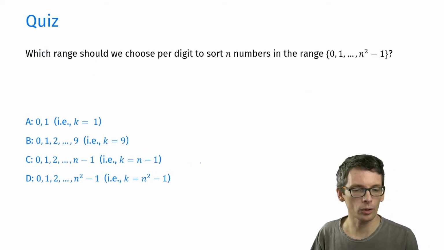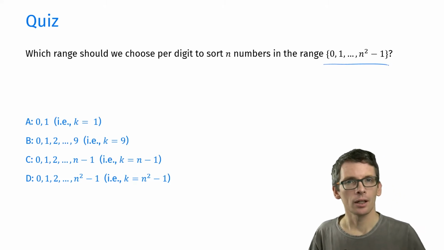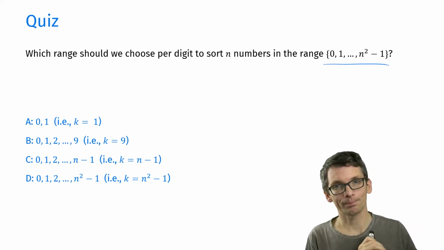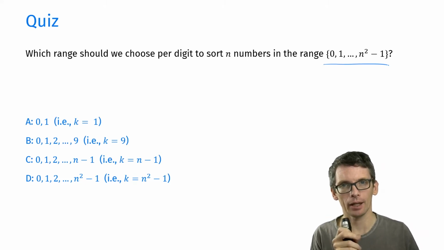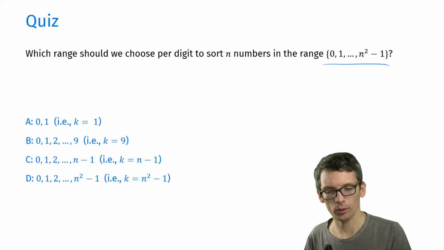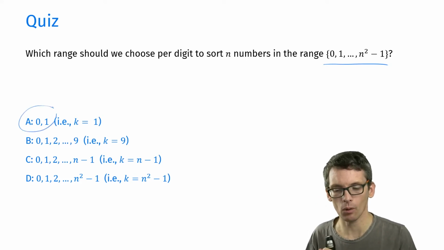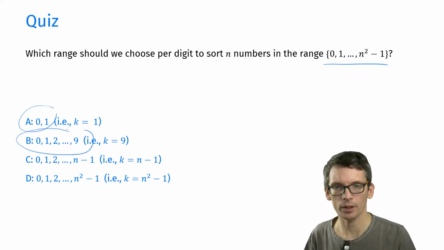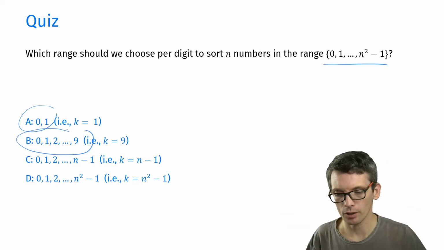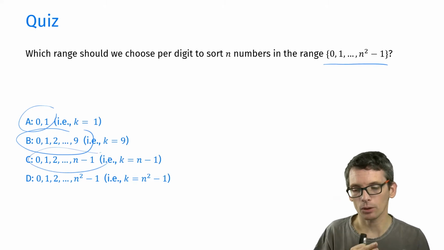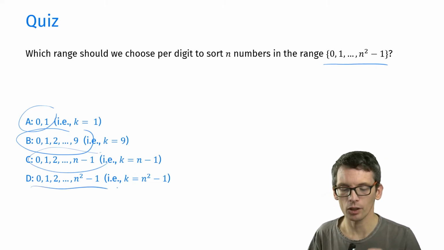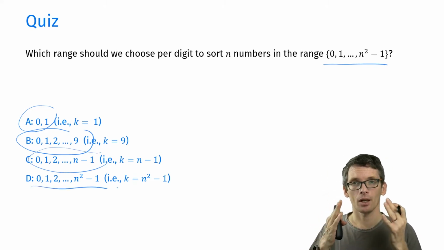Let's assume we want to sort numbers between 0 and n squared minus 1. How would you pick k? So which range do you want to take for your digits? Do you want to represent your numbers in binary, so 0, 1? Do you want to represent them simply with digits in 0 up to 9? Would you like to use digits from 0 to n minus 1, or simply digits from 0 to n squared minus 1?